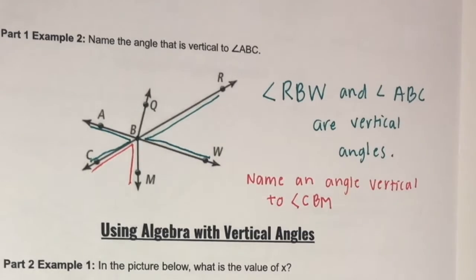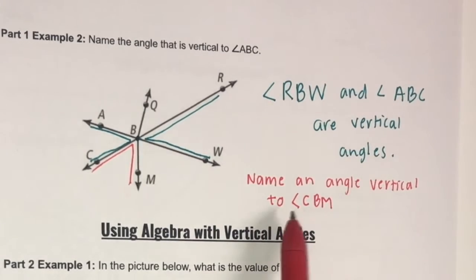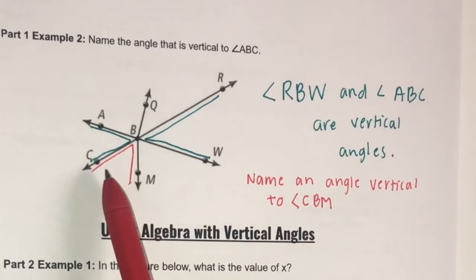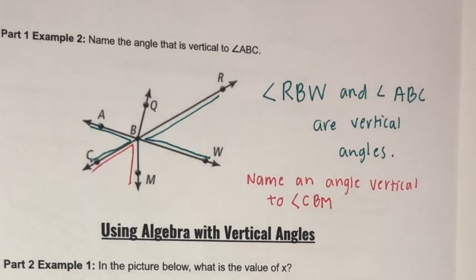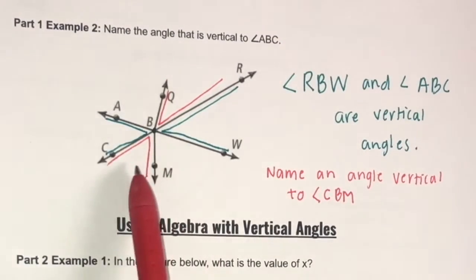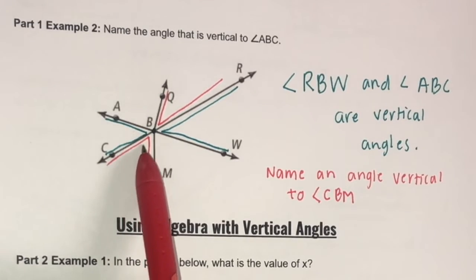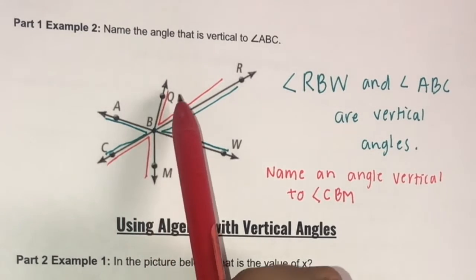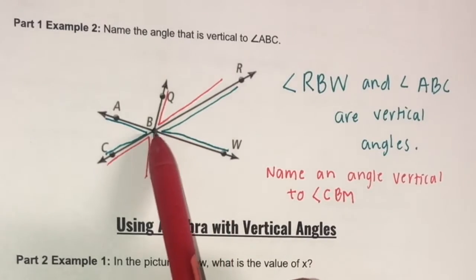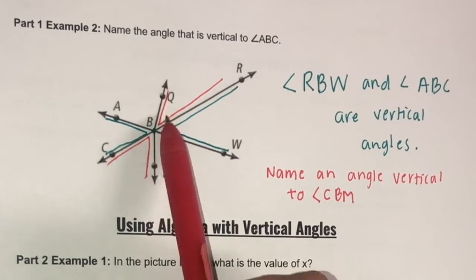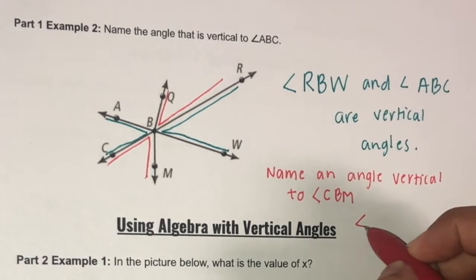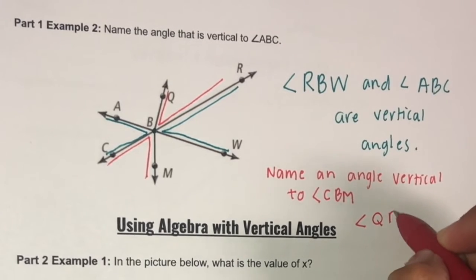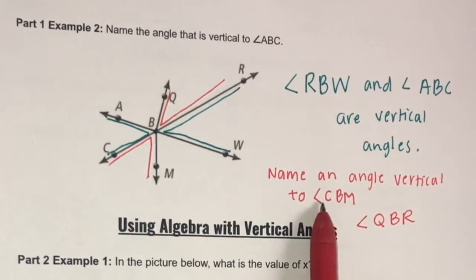I added in another problem. It says name an angle vertical to angle CBM. So if we look, here's angle CBM, and I want you to find the angle that is vertical to it. Looking at the problem, here's angle CBM. The angle that's across from it, or that's opposite, is angle QBR. They share the point B. They're opposite from each other, so they are vertical angles. So it is angle QBR that is vertical to angle CBM.